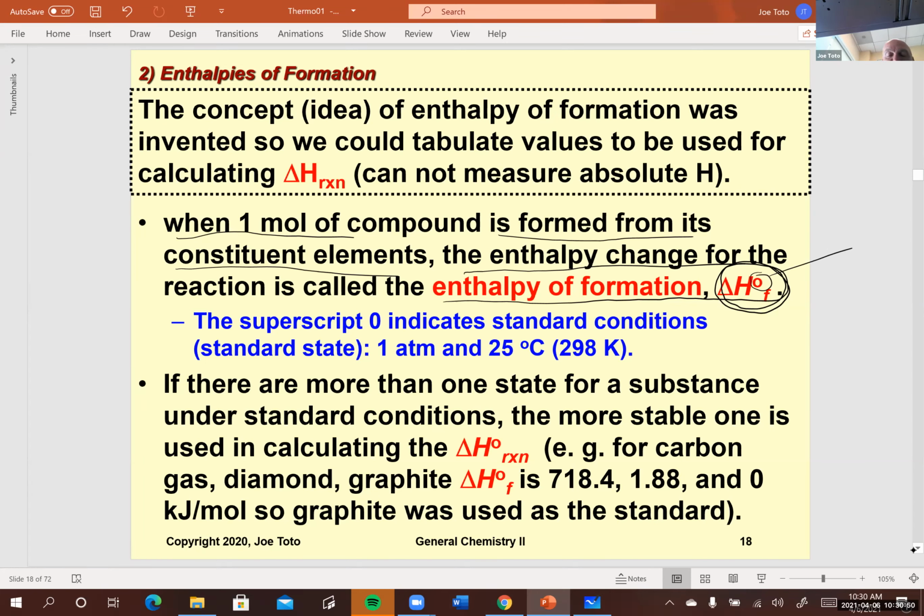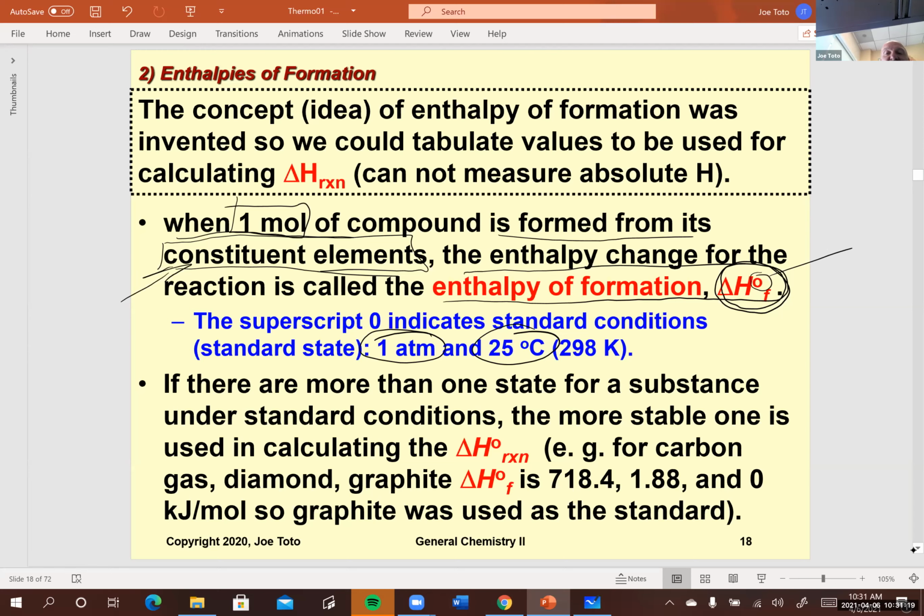So standard conditions for reactions are when gases are at 1 atmosphere, if there are any gases, and the whole system is at 25 degrees Celsius. So that's standard conditions. And I have to form 1 mole of this compound from its constituent elements under standard conditions.